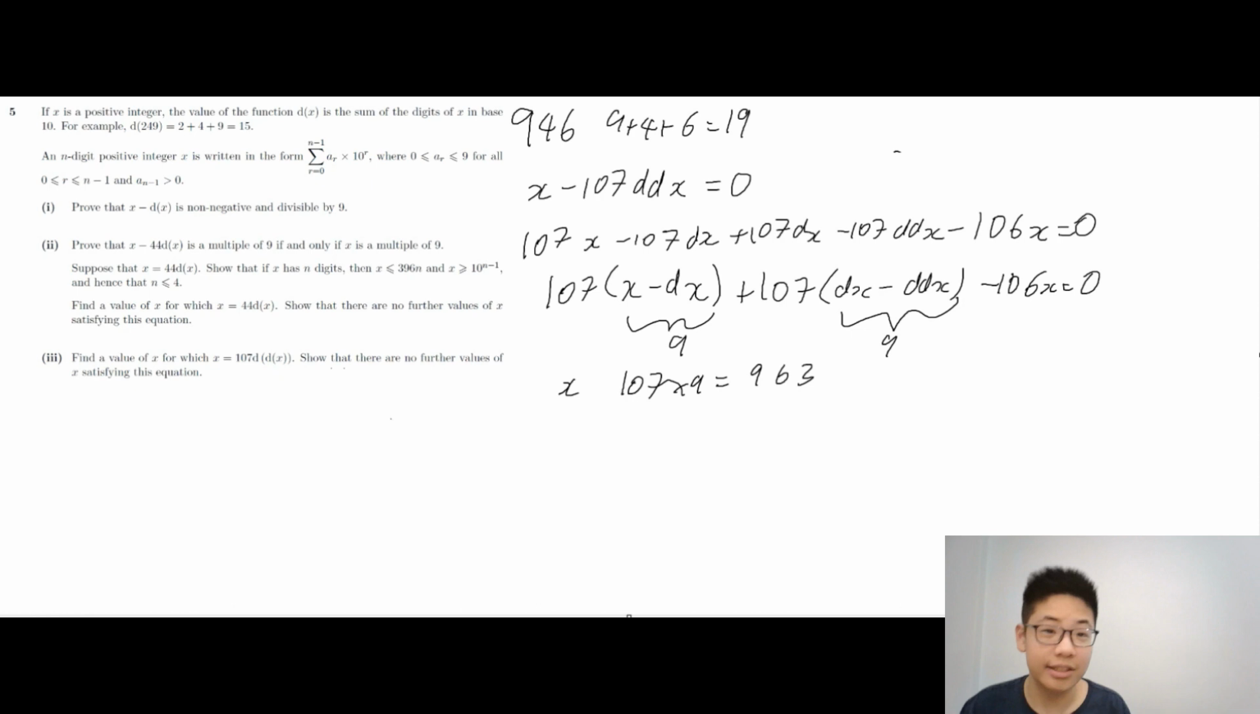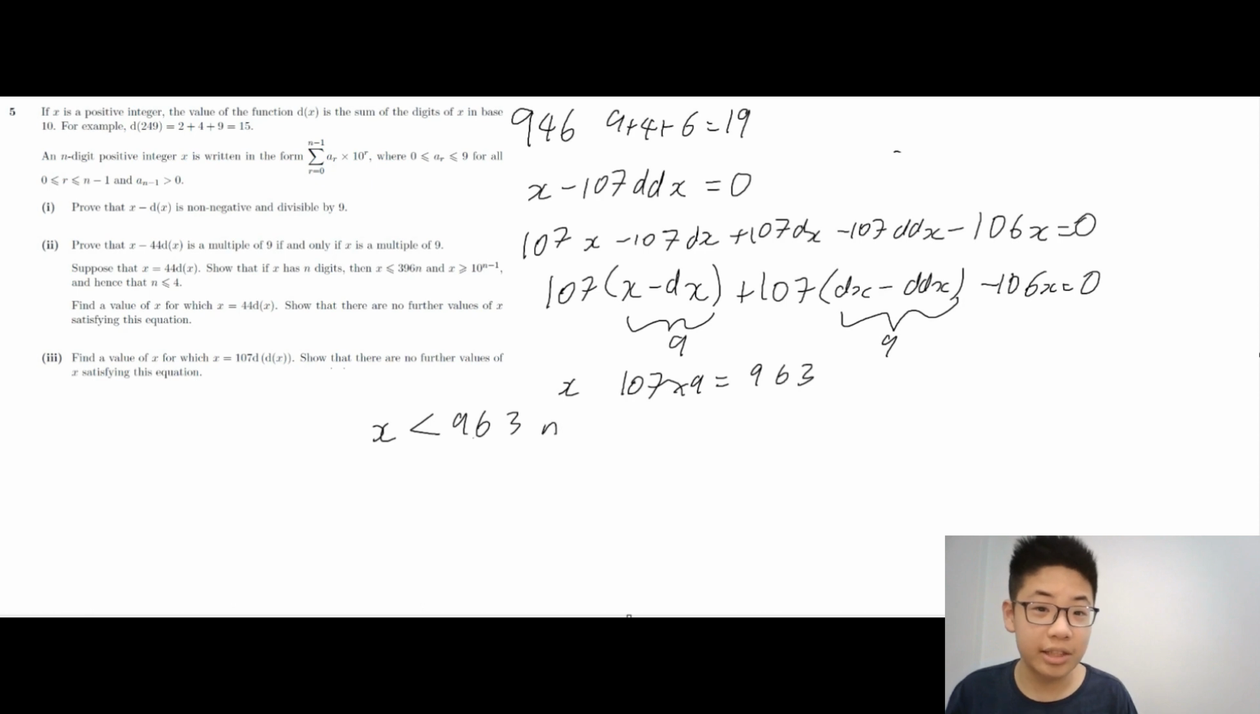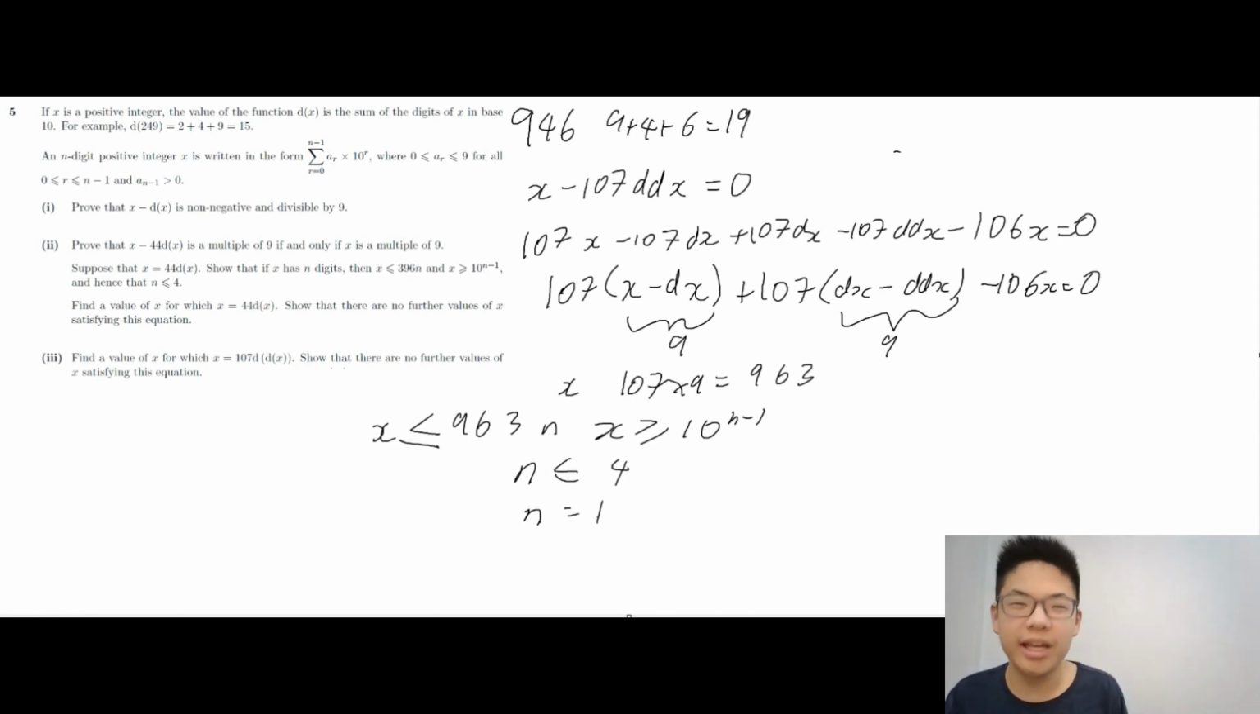it equals 963. So x must be less than or equal to 963, and x is greater than or equal to 10 to the power n minus 1. And then you do the same procedure as mentioned before, you will find that n is less than or equal to 4. And you test out all 4 solutions, only n equals 1, 963 works.